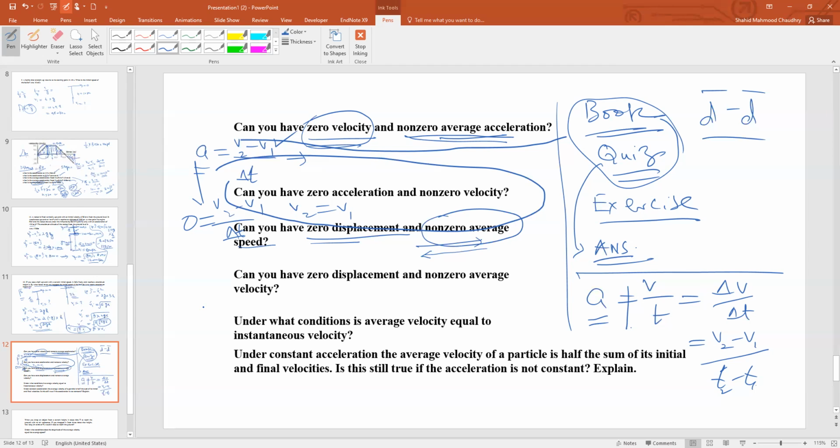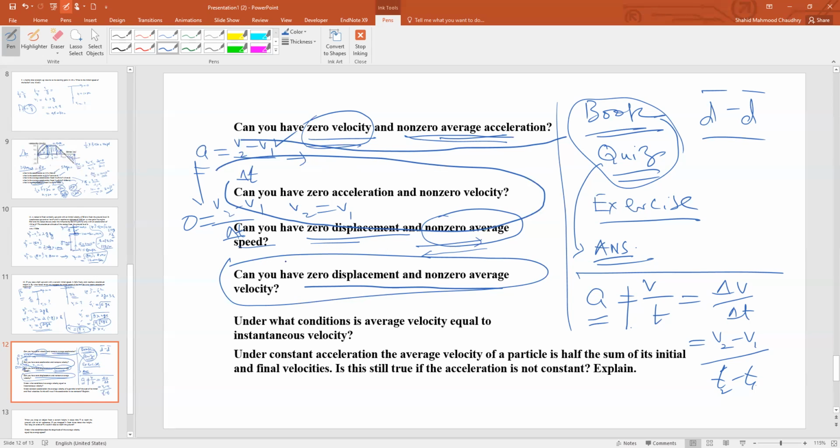So here he is saying non-zero average speed. Can you have zero displacement and non-zero average velocity? Zero displacement and non-zero average velocity. Think about this one. I have taken this question from some other site.